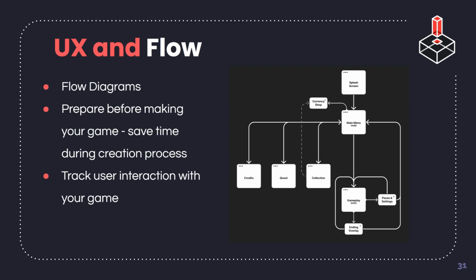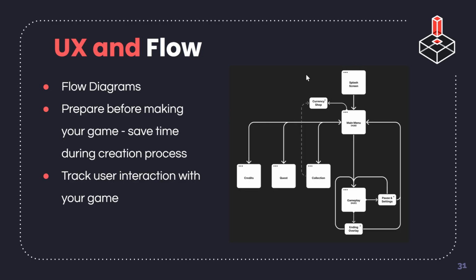So with UX flowcharts, you're going to be drawing out how the user is able to navigate. Every single menu that they're able to go to should show which direction they move through it. So if you have a main menu, you might move into, in this example, a collection, quest, or credits menu, and then you can only go back from those menus into the main menu. But there's an option by that dotted line to go from the collection directly into the currency shop, right here. So you can see that there are multiple options for the user.